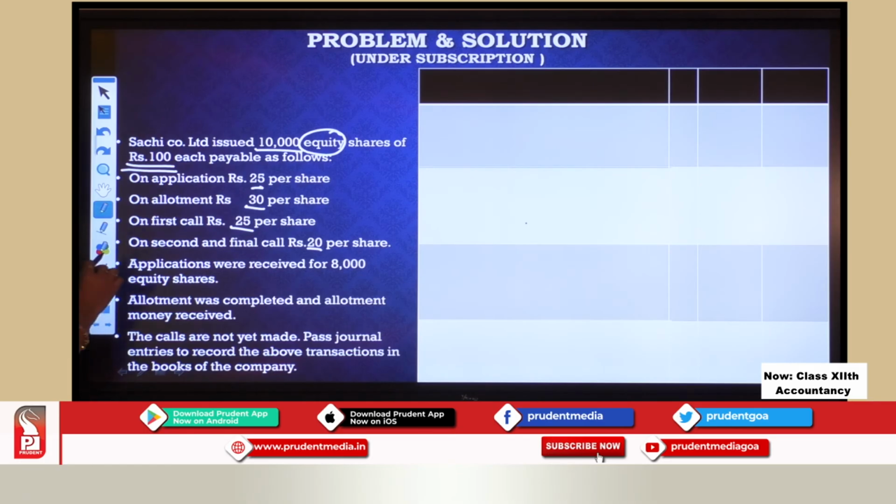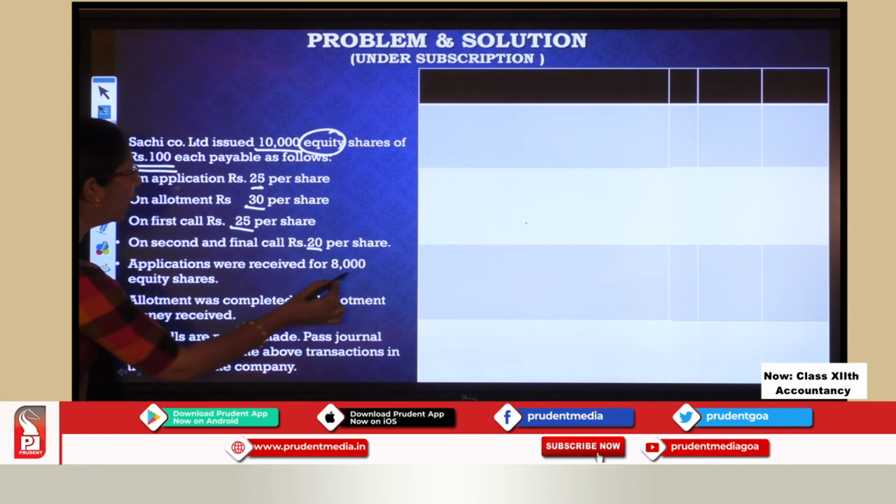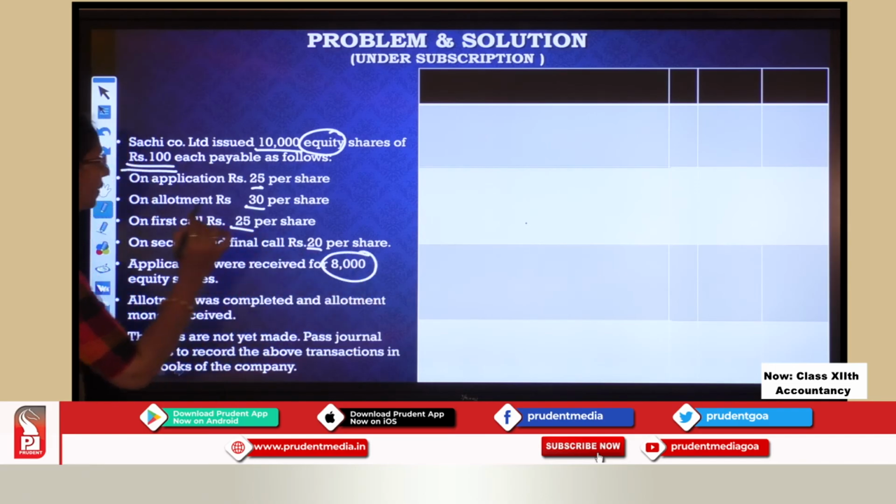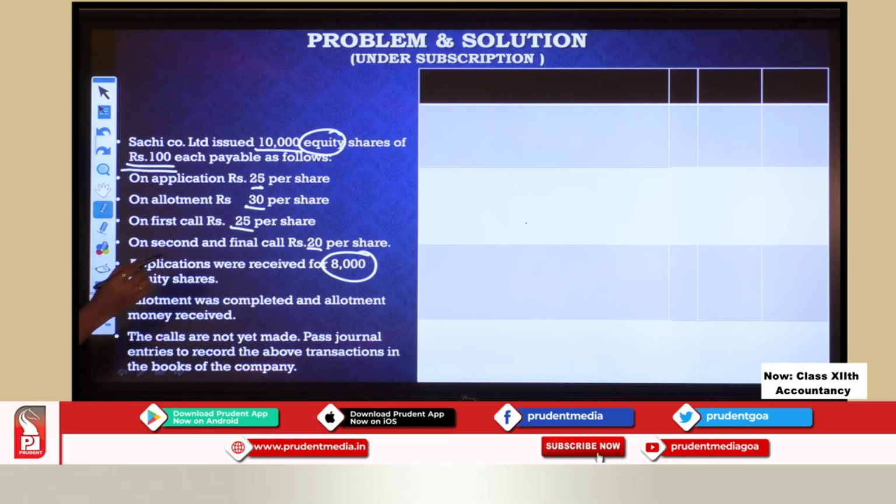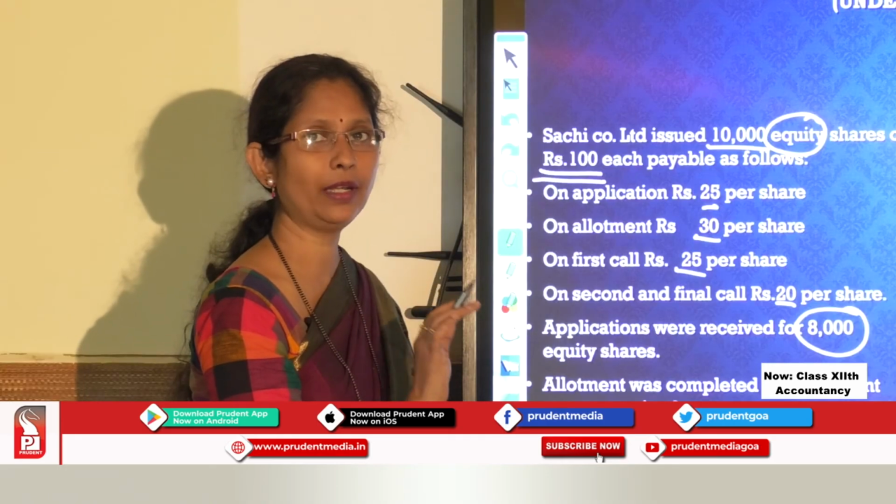Now, applications were received for 8,000 shares. So how many shares have we got applications for? We have got applications for 8,000 shares. Allotment was completed and allotment money received. So allotment is completed and allotment money is received.